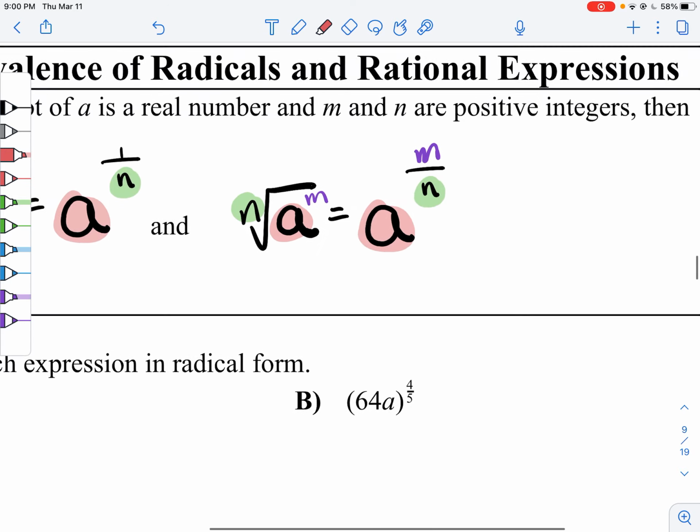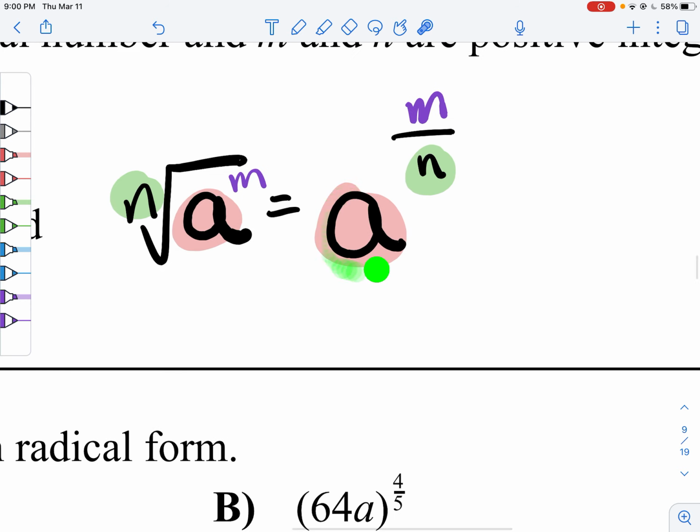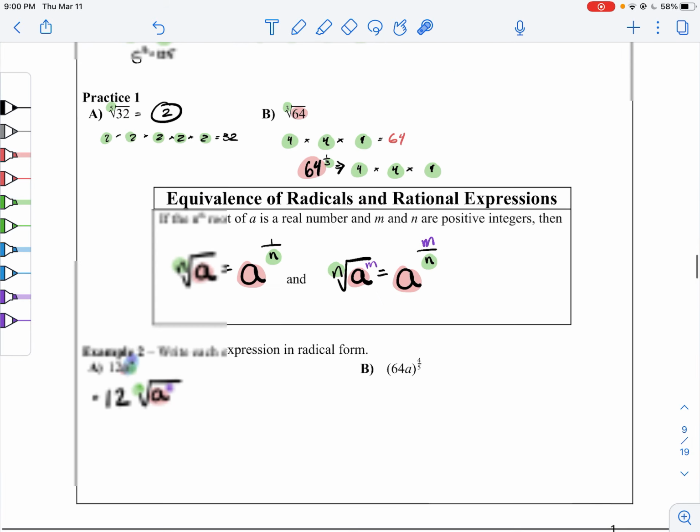Because again, the radicand, the guy underneath the radical, is going to be the base. The index is going to be the denominator. And the numerator of your exponent is the exponent.